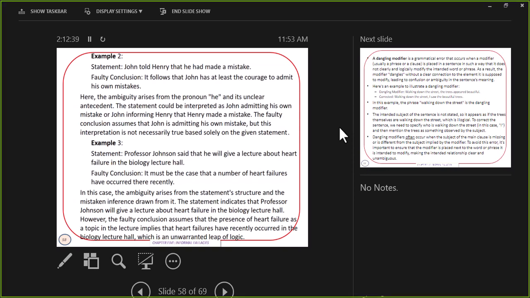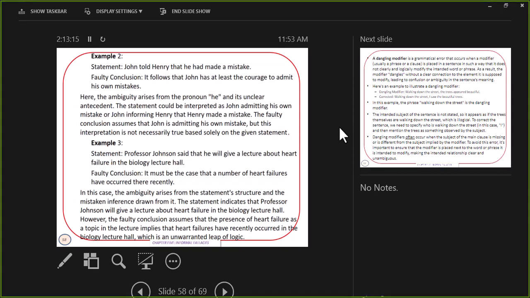Where should be the comma? Professor Johnson said that he will give a lecture about heart failure. Just immediately after what? Lecture, right? Professor Johnson said that he will give a lecture, comma, about heart failure, comma, in the biology lecture hall. Putting the proper comma or punctuation may avoid the ambiguity.